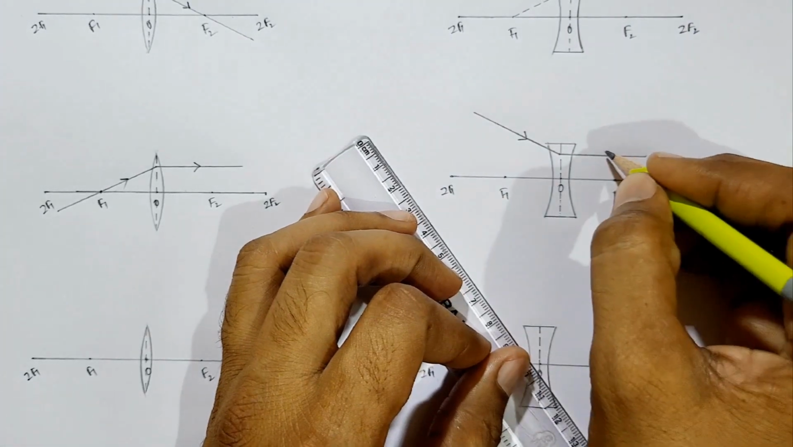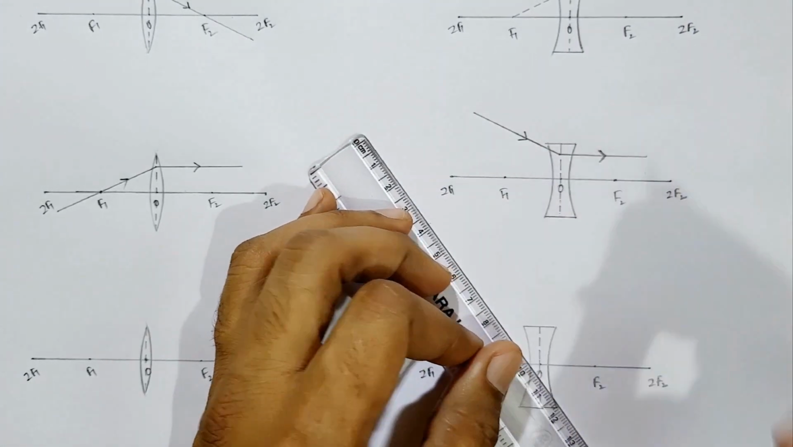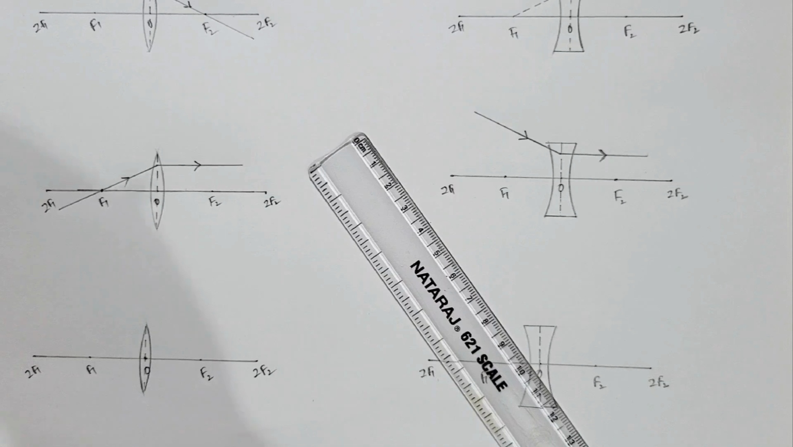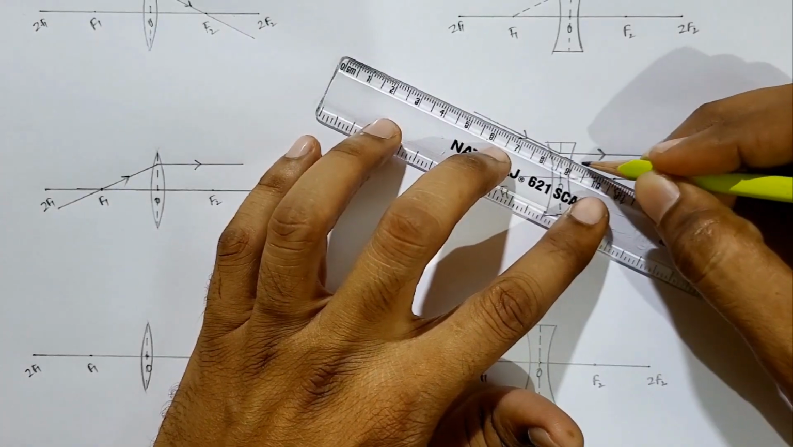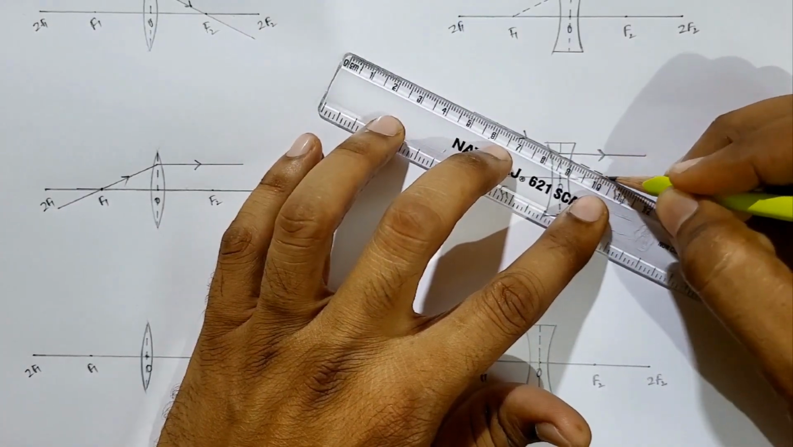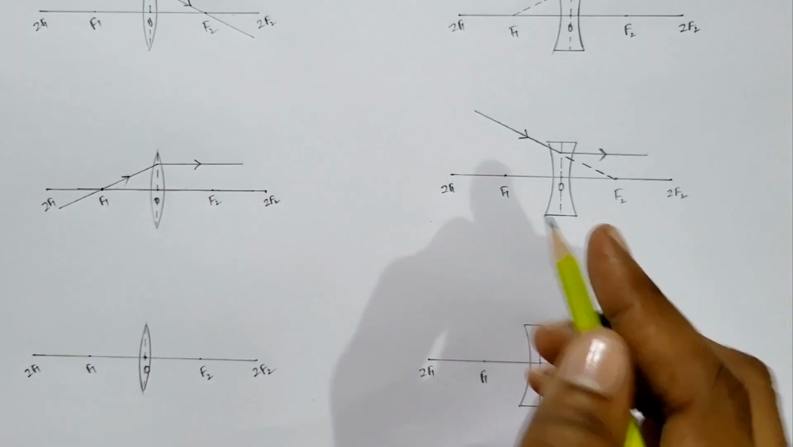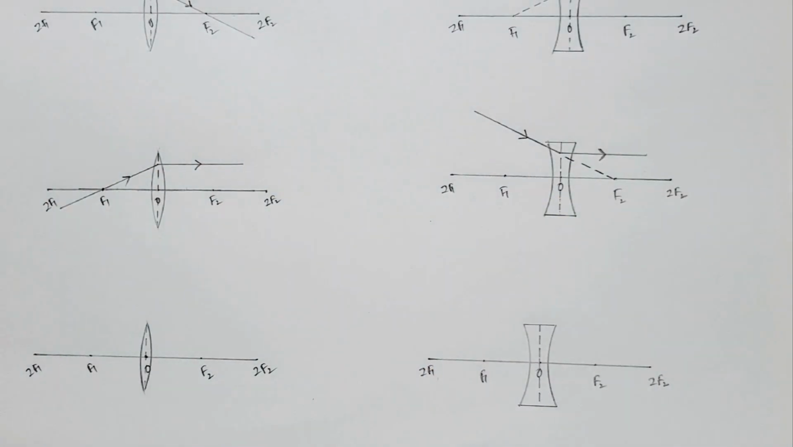Like this. Okay, this is how the refracted light ray will go when a light ray passes, or appears to pass, through the focus. This light ray appears to be passing through the focus, so the refracted light ray will pass parallel to the principal axis.